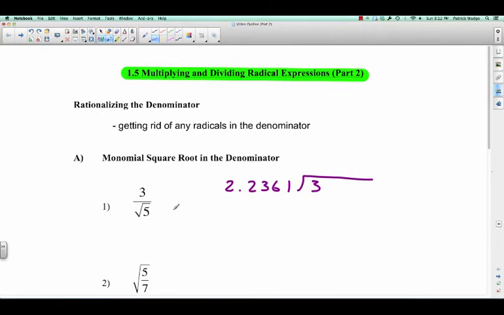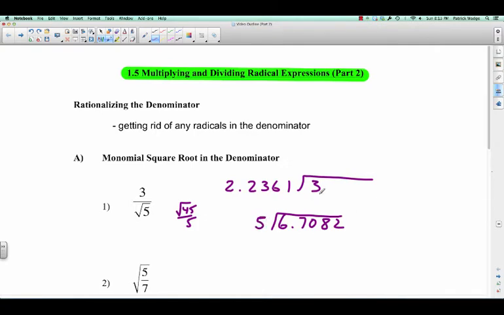Or they could rationalize this. And I'm not going to tell you how to do this yet. I will in a second. But when they rationalize this, they would get root 45 over 5. So they'd have to look up the square root of 45 on their table, and if they did that, they'd find it's 6.7082, and they divide that by 5.